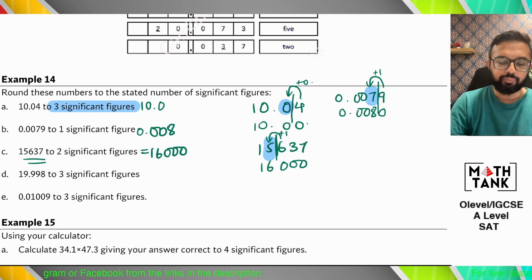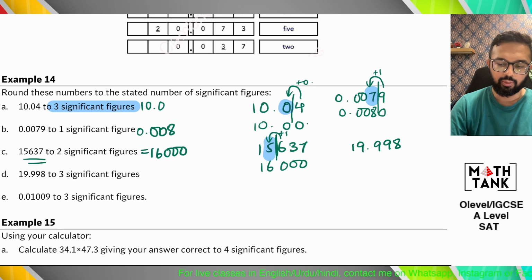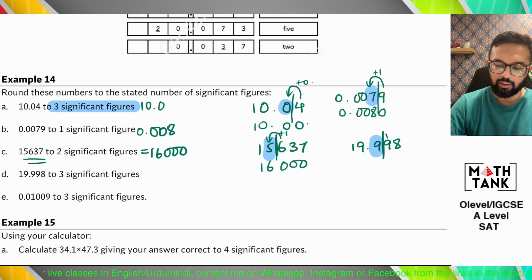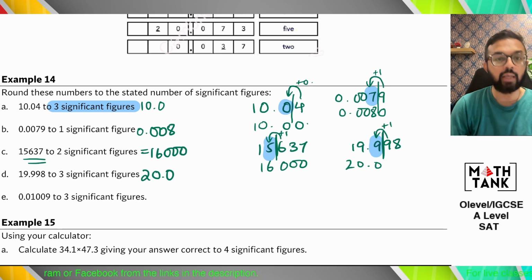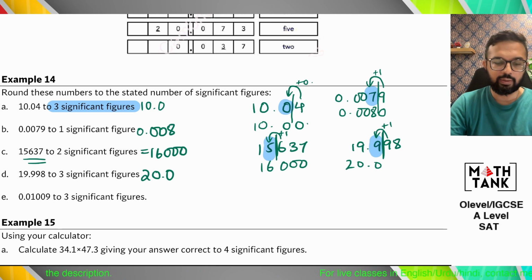Okay. Then 19.998, correct to three significant figures. So that's the third significant figure I have to round off here. I add 1 to this, so this becomes 20.0. Those are the three significant figures. Yes, it sounds odd that 0 is significant in this case, but that's the case.